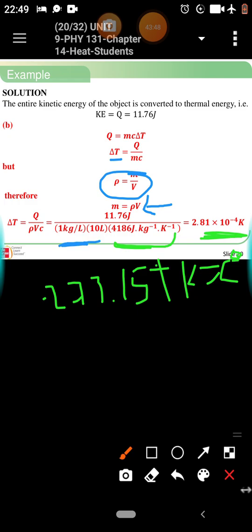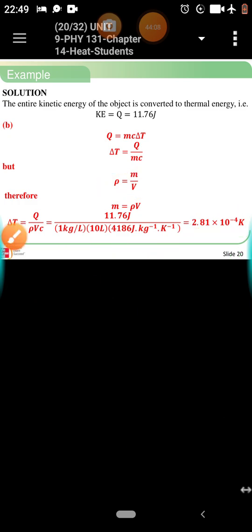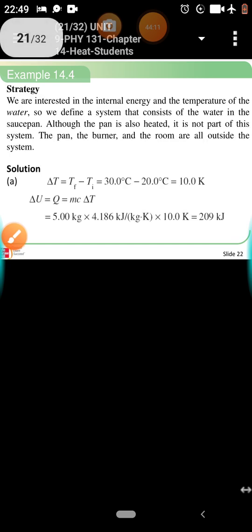So then you plug in this here, and then we'll get the degrees. So you remember it's a negative here. So we'll get the temperature in degrees. So let's go to the next example.